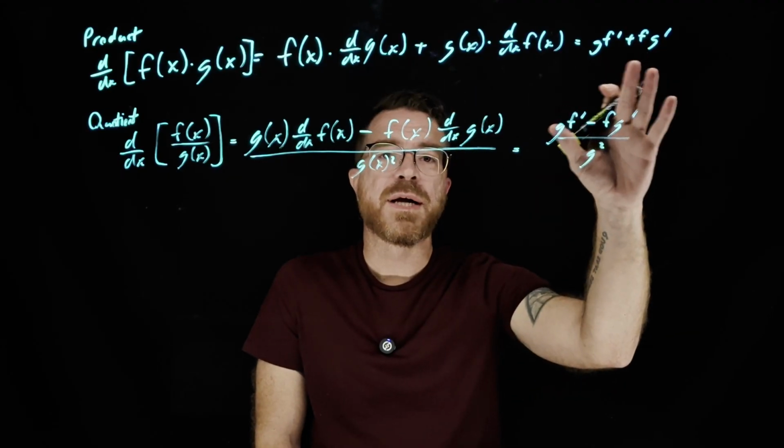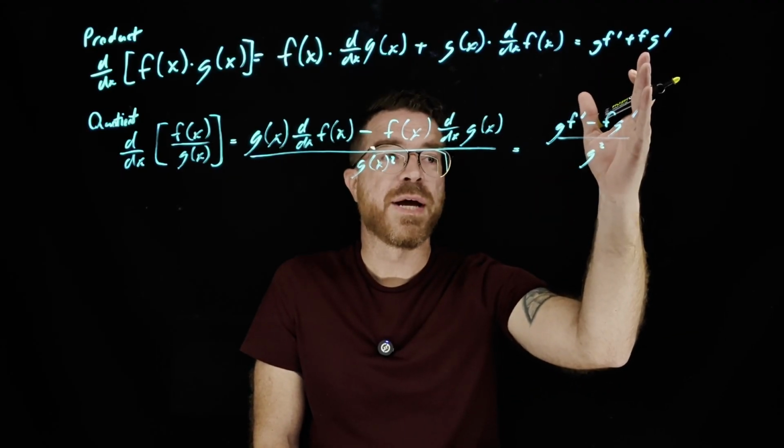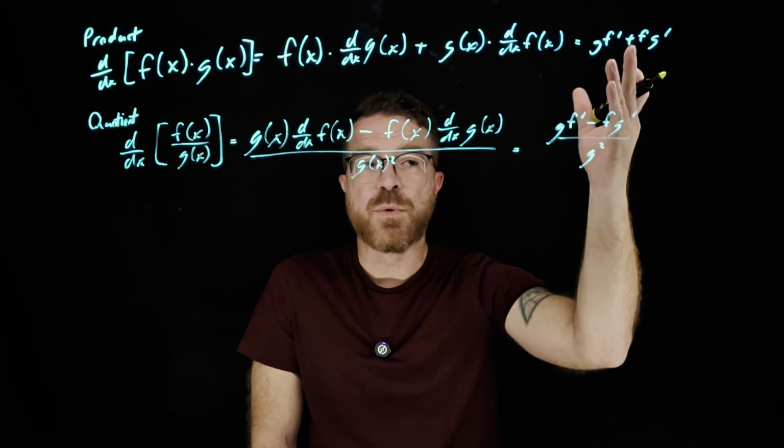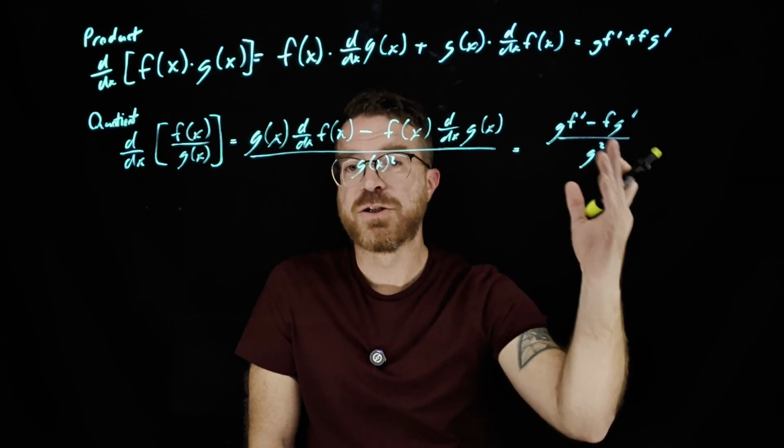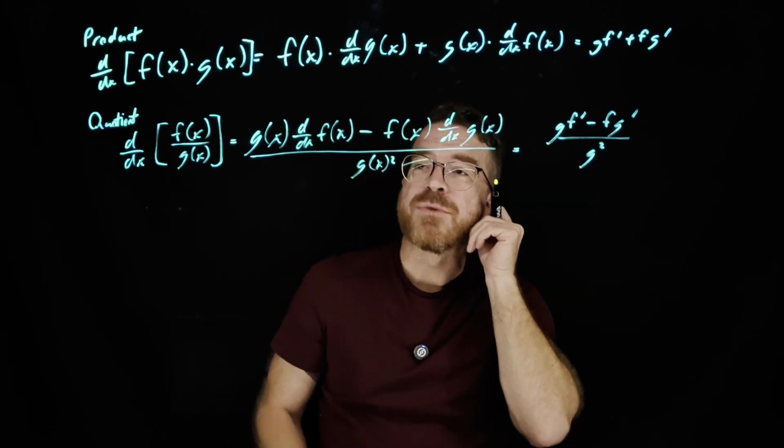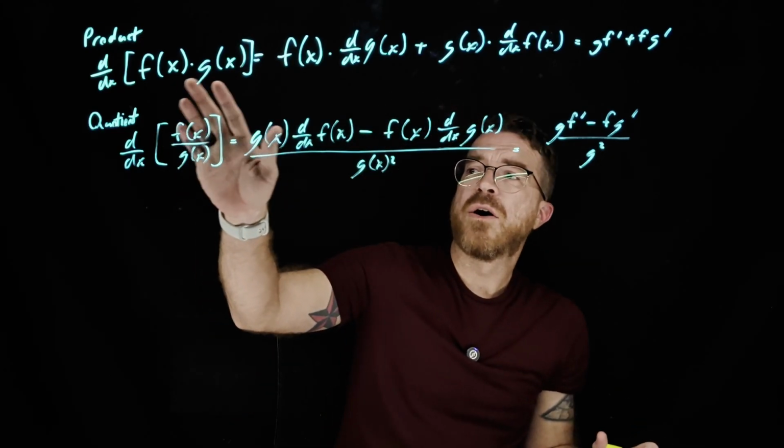And this is the reason why I wrote our product rule this way, because if you remember this one, all you have to remember for the quotient rule is that instead of plus, it's minus and divide by g squared.